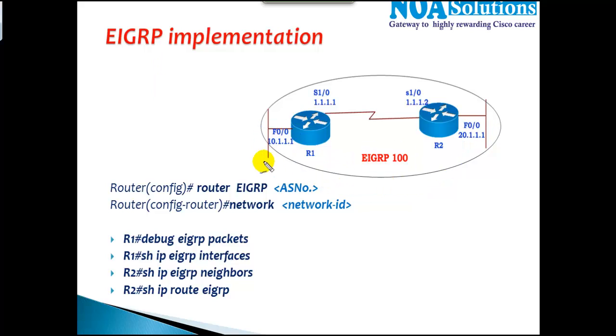The advertisements are very simple here. We just need to go to router eigrp, and then use an AS number, any number we can use. I'm going to use 100, and then we need to advertise the networks, so there are two network commands we need to use. We need to say network 10.0.0.0, and then network 1.0.0.0. The same thing I need to do on router 2. On router 2, I just need to replace it with the 20.0.0.0 network.